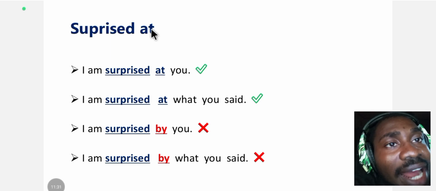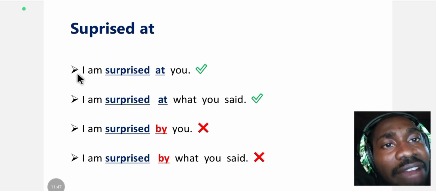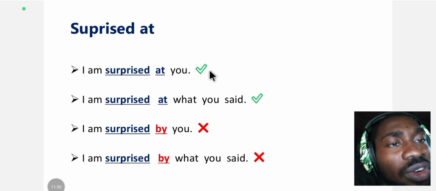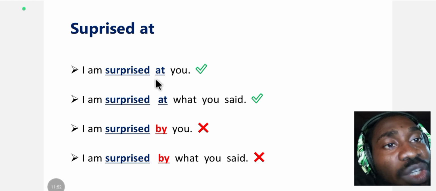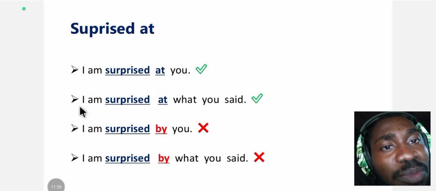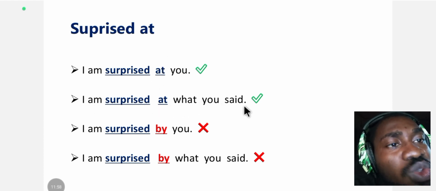Moving on. "Surprise at." "Surprised" collocates with "at." When you use "surprised," you use "at." There is a higher possibility of your using "at." The first example we have here says, "I am surprised at you." Correct. Why is it correct? Because "surprise" collocates with "at." The second example says, "I am surprised at what you said." Correct, because "surprise" collocates with "at."